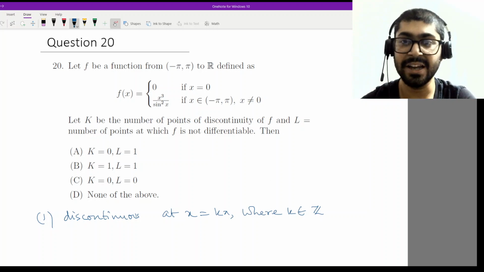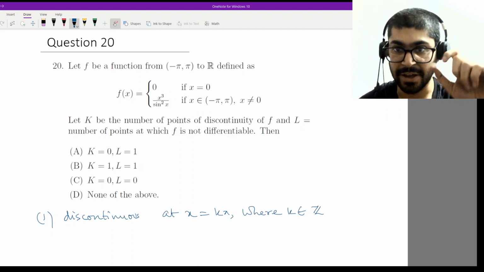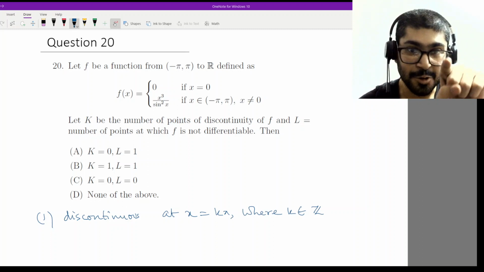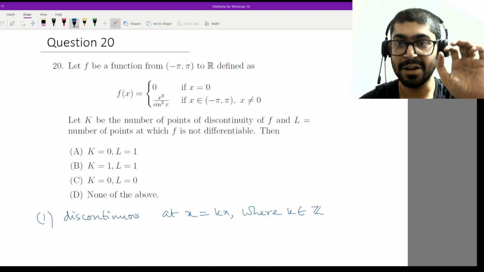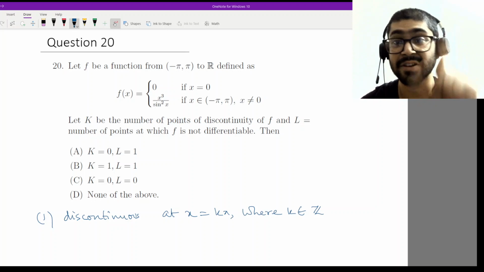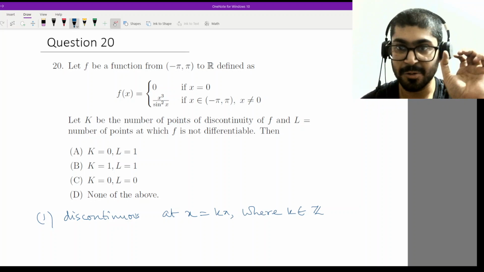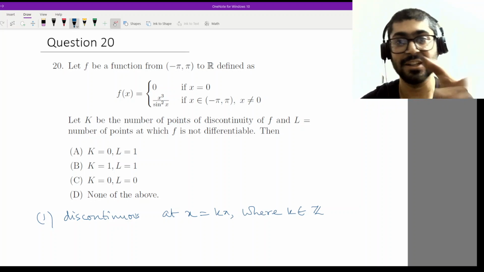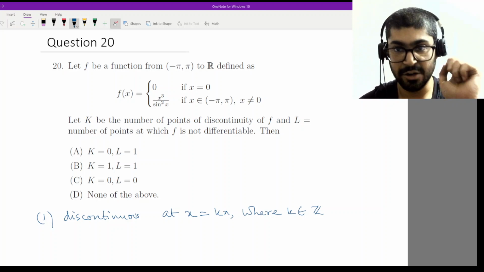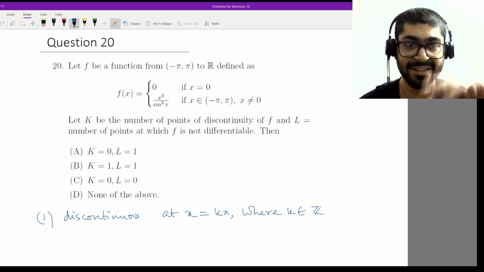Now the case with 0 has been taken care of in the definition of the function itself. So the first values of k would be either minus pi or plus pi, right? But as you can see, that value does not exist in the domain. So the function is discontinuous at points which are not in the domain, because the domain is minus pi to pi open. Minus pi and plus pi are not in the definition of the function, so there are no discontinuity points as of now. Alright, so from this first criteria we do not get any actionable discontinuous points.